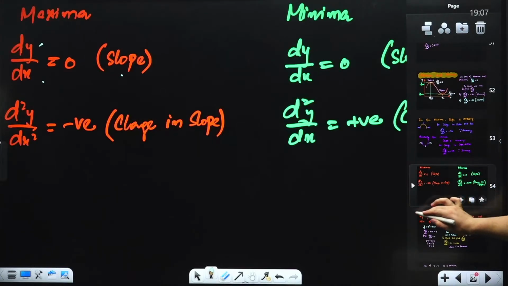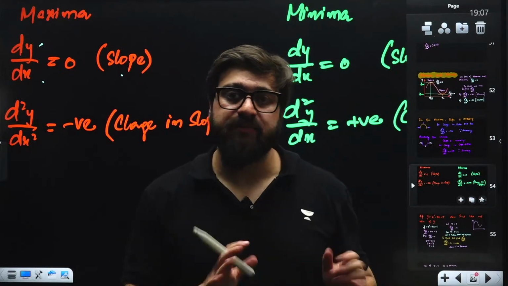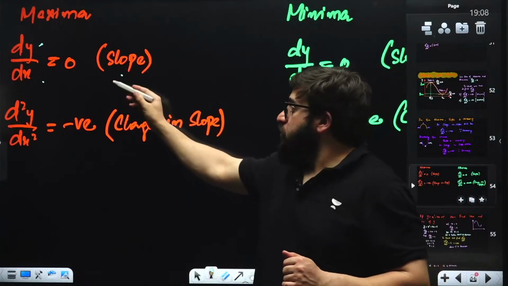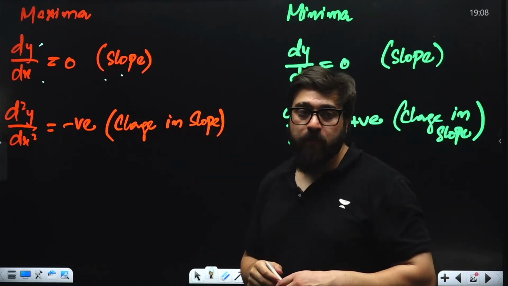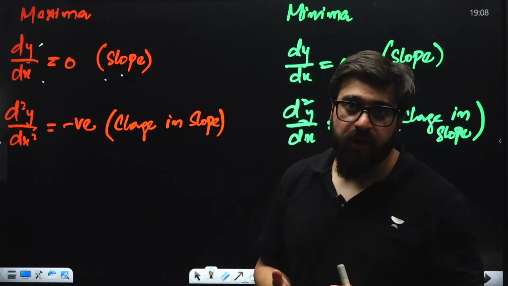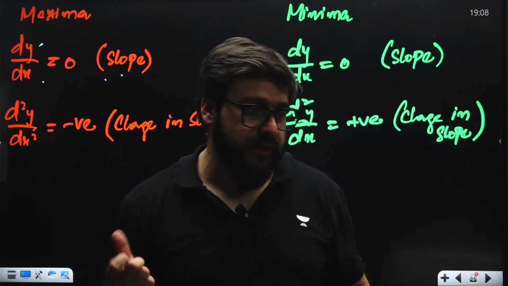So simply, if a function is given and they ask you to find the value of maxima and minima, what will you do? First, you will differentiate and make it equal to 0. At that point, it is either maxima or minima. Then you will have to differentiate again. If it is positive, it is minima. If it is negative, it is maxima.